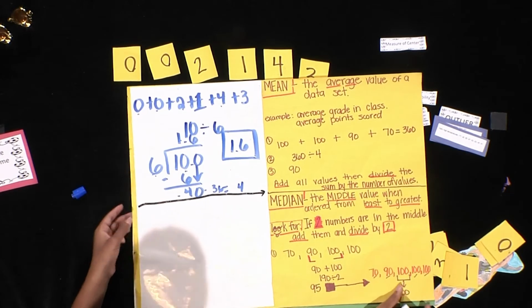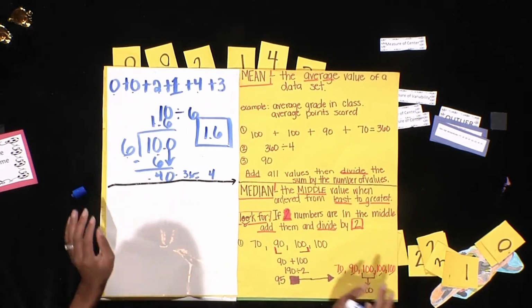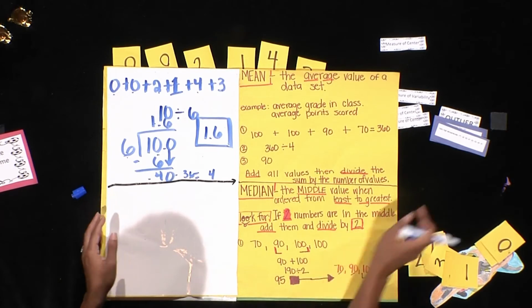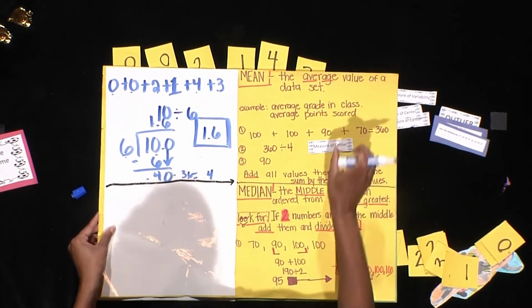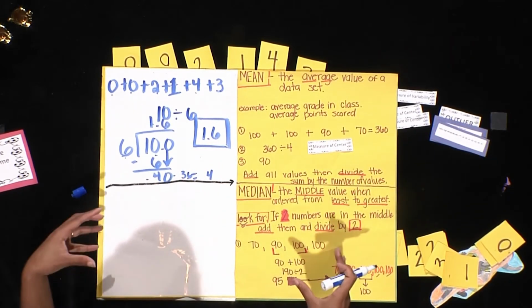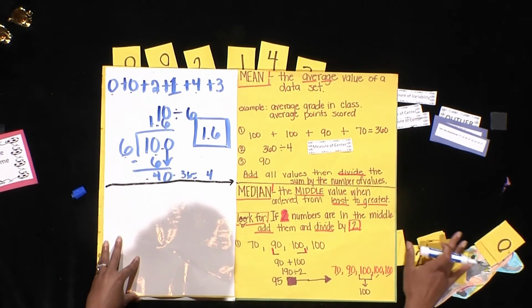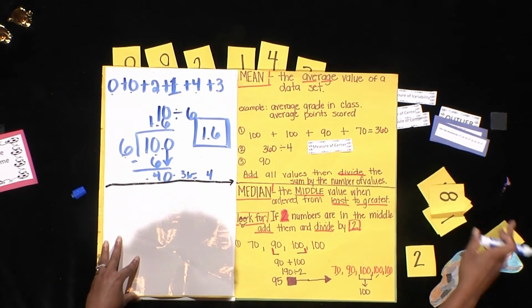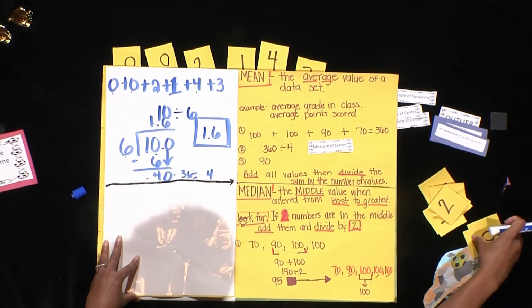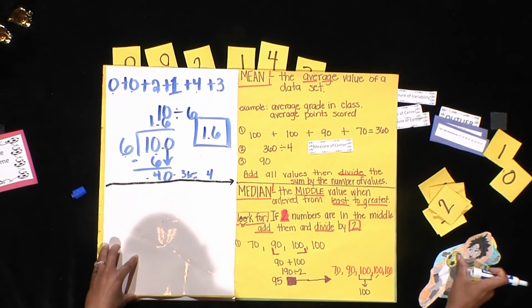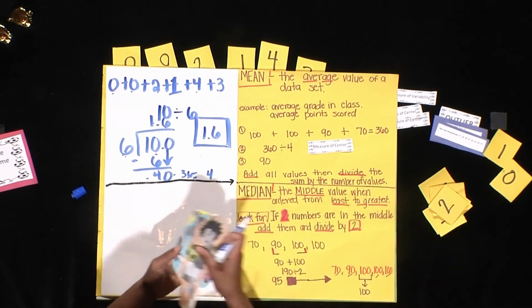Now we're doing our median. Remember, the mean was a measure of center. The mean gave us our average. Now our median is going to give us our middle value in order from least to greatest. Keep out the middle of the road, guys.